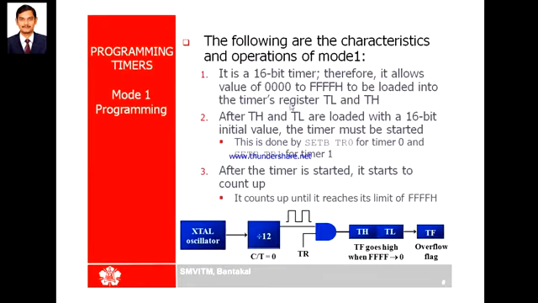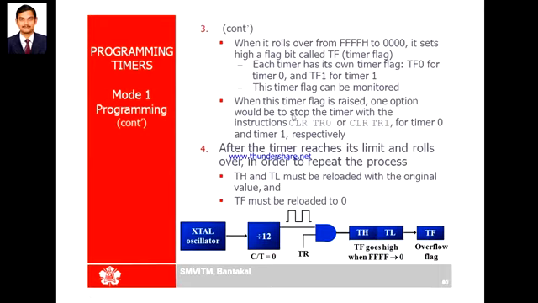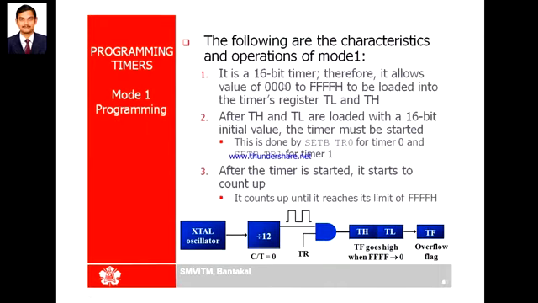Regarding the programming aspect, we have to follow a set of procedures to operate mode 1. What are the steps to be followed? There are around 4 steps. The first step: we know that mode 1 is a 16-bit timer, so we have to load a 16-bit value into the timer registers TL and TH. I can make use of timer 0 or timer 1. If I use timer 0, these become TL0 and TH0. If I go for timer 1, these become TL1 and TH1.